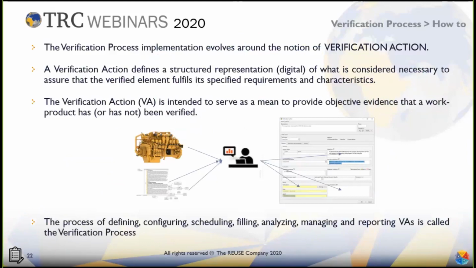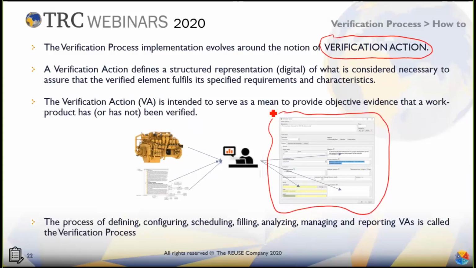The verification process really stands around the notion of something called a verification action. A verification action is a kind of digital or not digital representation of what is completely necessary to provide the evidences that come in the definition of the verification process. In our case it's going to be digital, and it should track everything necessary for you to provide the evidences and then take the decisions about the final verification. So you have to fill the form, fill the gap, okay?